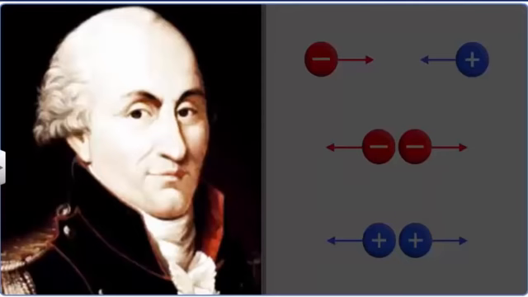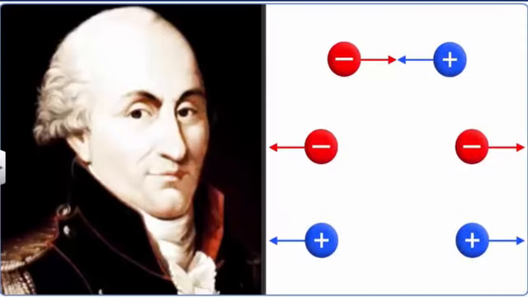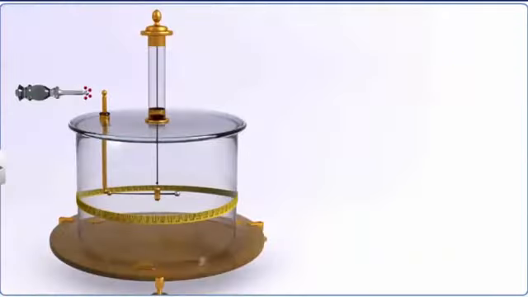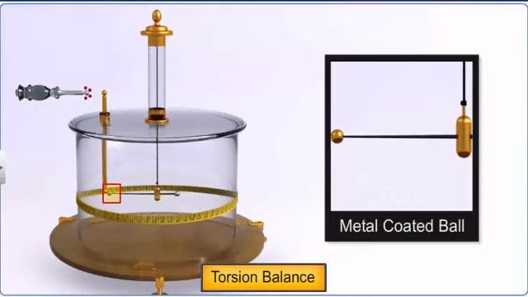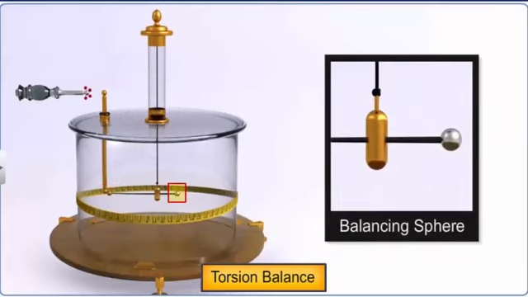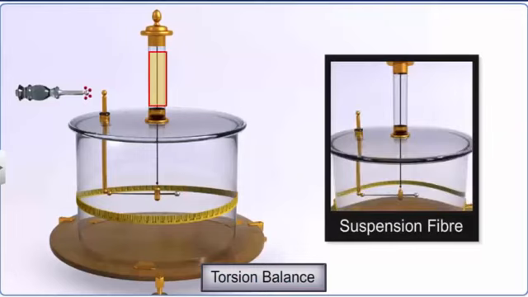Coulomb's law, stated by Charles Coulomb, a French physicist, is used to find the electrostatic force of attraction and repulsion between two charged particles. This law was defined after an extensive study of force between the charges using a torsion balance. A torsion balance has an insulating rod with a metal-coated ball at one end and a balancing sphere at the other. This rod is suspended with the help of a suspension fiber.